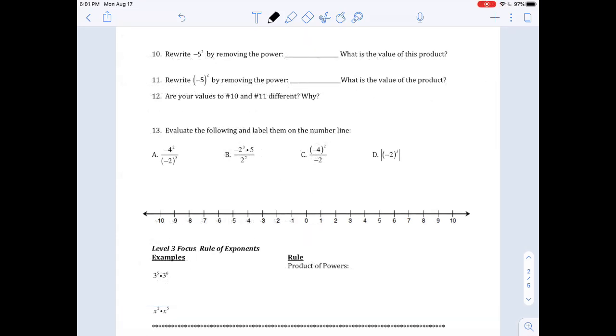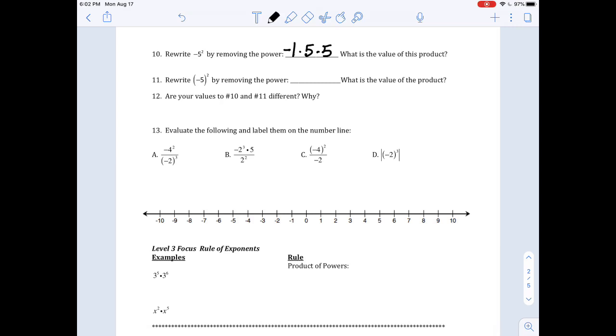Number 10, rewrite -5 squared by removing the power. So that negative in front of the 5 squared indicates multiplication. So that is -1 multiplied by 5 times 5. So -1 times 5 times 5. So that 2 is the exponent applied to the 5 with a -1 multiplied by that.